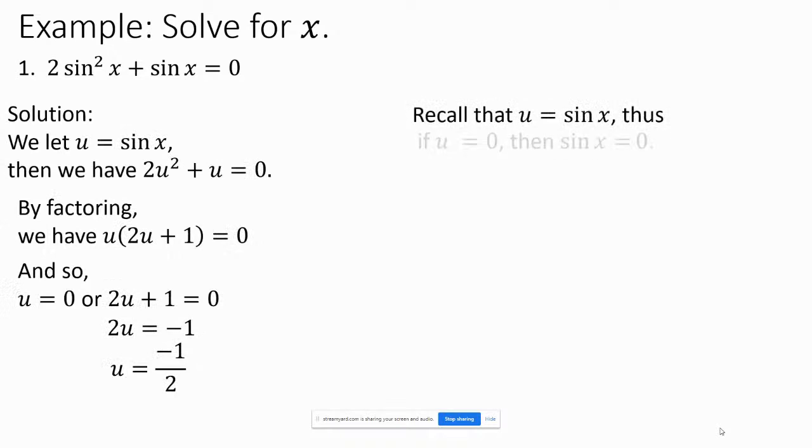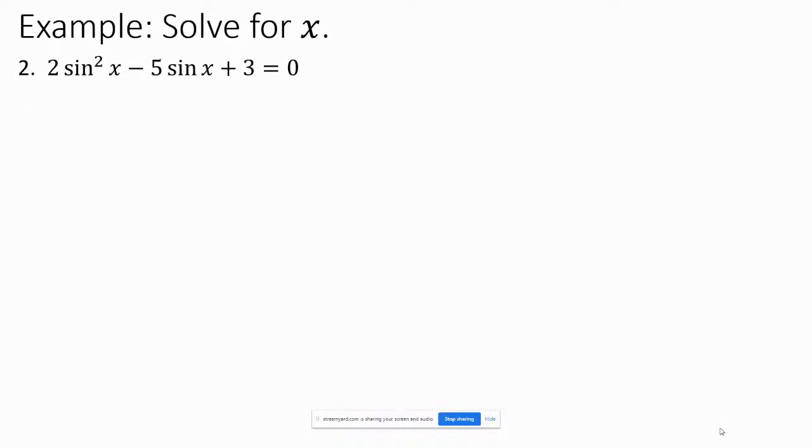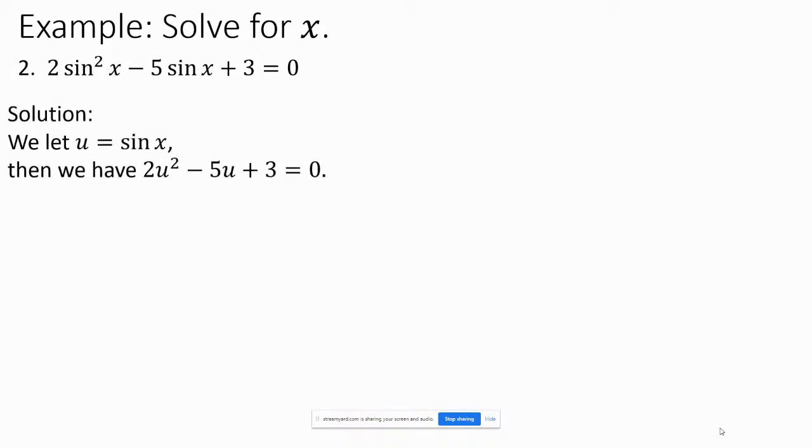Number 2. Okay, number 2. You have here 2 sine squared x minus 5 sine x plus 3. So, the same thing. Let us represent u as sine x. So, let u equal sine x. Then we have, kung u si sine x, so 2u squared ulit ito, minus 5u plus 3 equals 0.